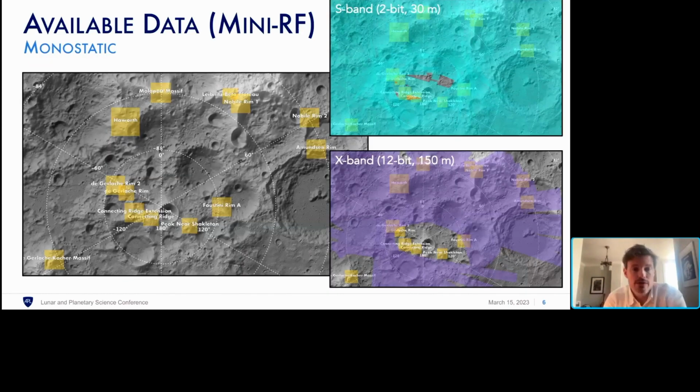Okay, so looking first at Mini-RF, here on the left are all of the 13 landing sites that are in consideration currently. From the S-band monostatic data, we have near coverage of this region, hitting every one of the 13 sites, with only a handful of them slightly affected by not full coverage. And at X-band, we've got coverage of most of the outer ones at the lower latitudes, but not full coverage near the pole. But on the next slide, we will see the bistatic coverage that we also have.